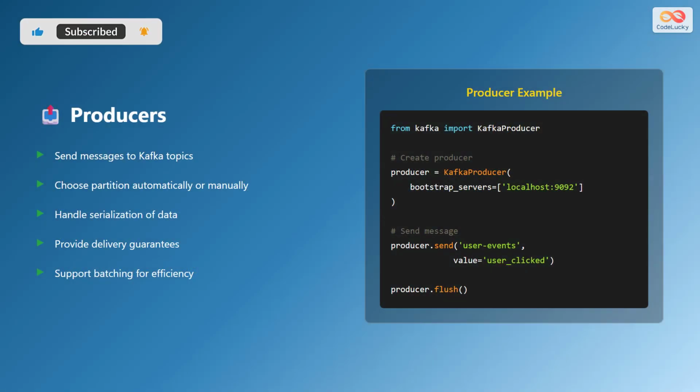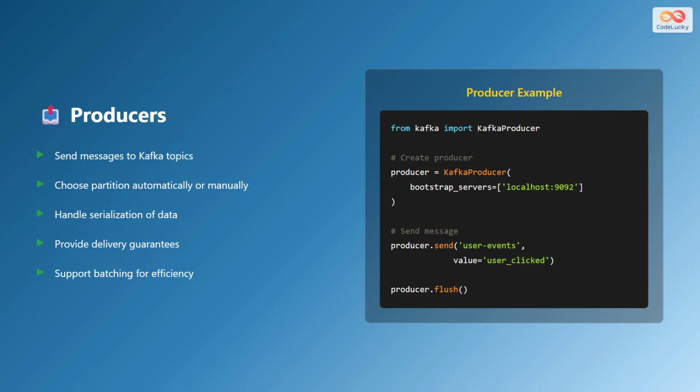Producers are responsible for sending messages to Kafka topics. They can automatically choose a partition or manually specify one. Producers handle the serialization of data into a format suitable for Kafka, offer delivery guarantees to ensure messages are not lost, and support batching for efficiency, allowing multiple messages to be sent in a single request.